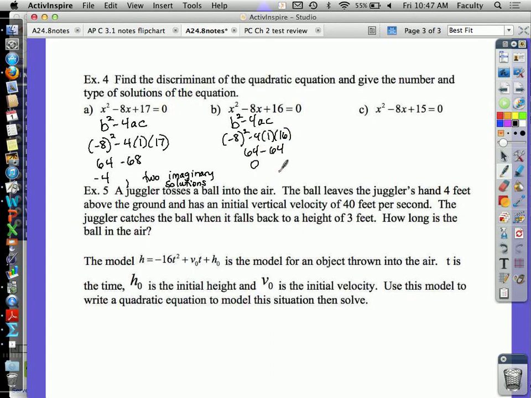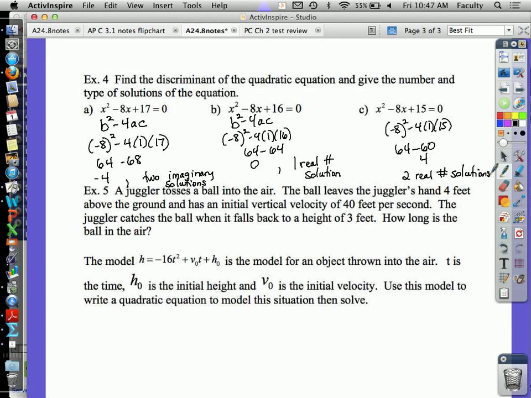All right, for B, did you get 0? A discriminant of 0, so there's one real number solution. C, I got 64 minus 60, which is 4. So I got 2 real number solutions. Okay, so the discriminant's very helpful. You could actually look at it first to tell what's going to happen before you even attempt to solve it, okay?